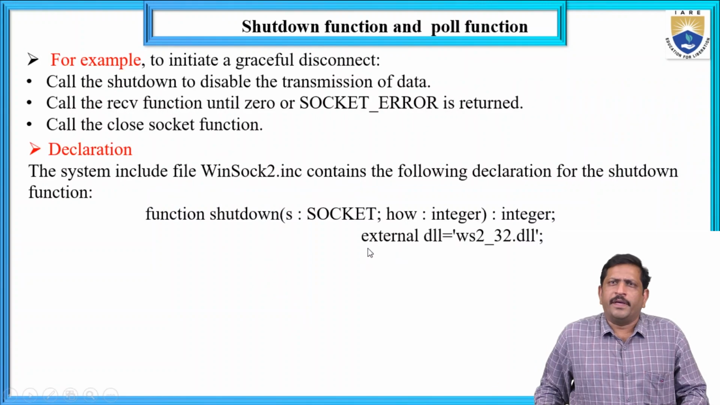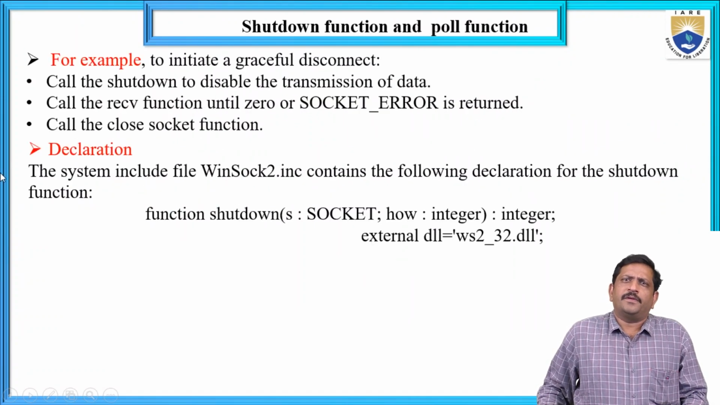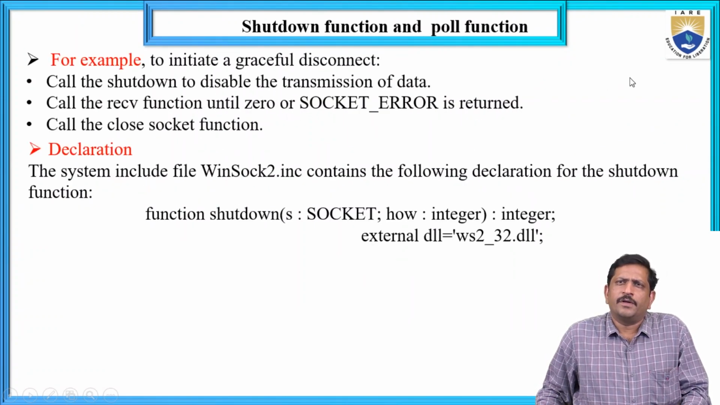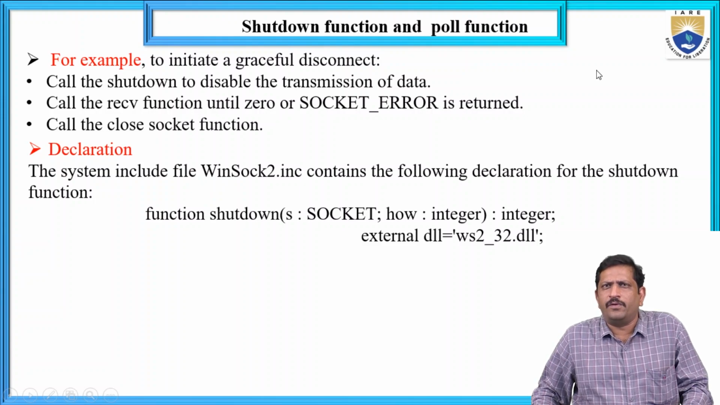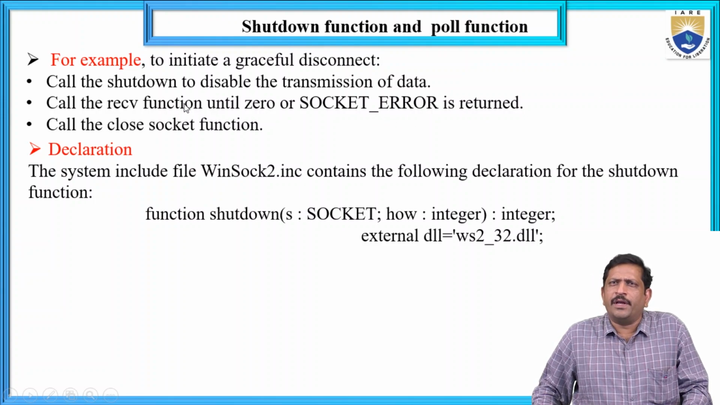Next, see here. For example, if you call shutdown, it disables the transmission of data, and the receive function is called until 0 or a socket error is returned. So these are examples of shutting down the signals. That means receiving and transmitting signals have been disabled.